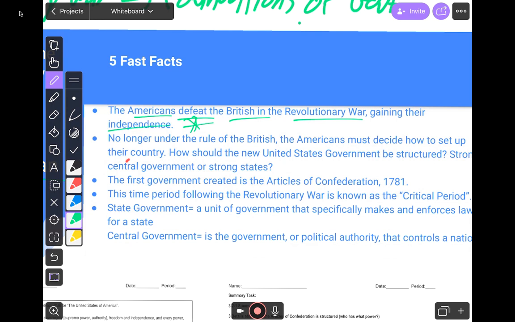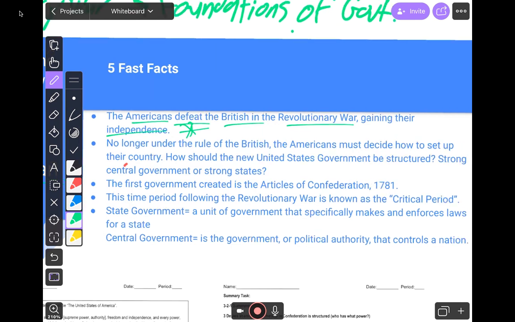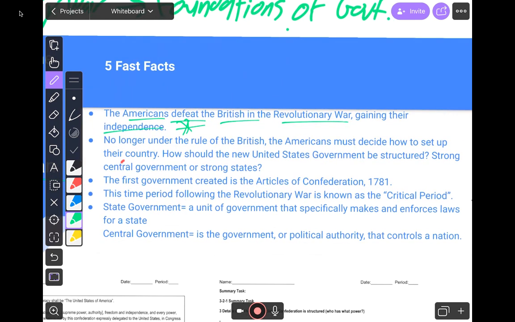All right, Britain was a very strong colonial power. Being defeated by their colonies is a major mark on their record, right? They're seen as a little bit weaker as a result of this loss, but America is formed as a country. Bullet 2, no longer under the rule of the British, the Americans must decide how to set up their country.